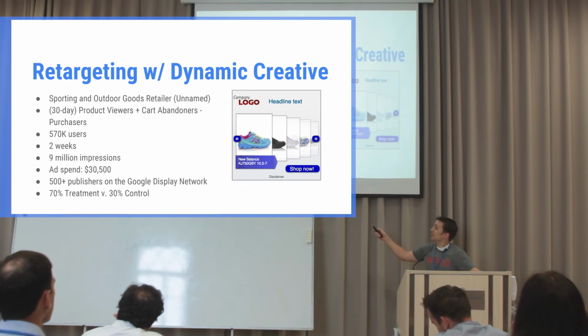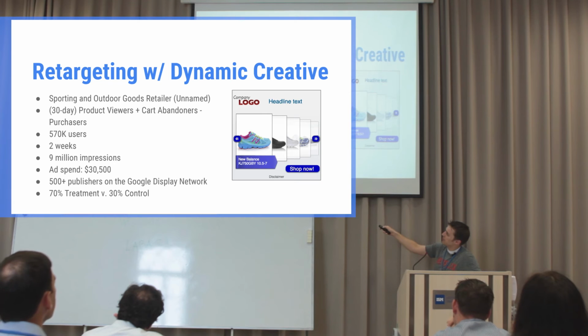But anyway, there's a sporting and outdoor goods retailer online. We were able to expose 570,000 users over the course of 2 weeks. We spent $30,000 of their money. We didn't spend it; they spent it. And this was shown on over 500 publishers on the Google Display Network. And for arbitrary bureaucratic reasons, we have a 70% treatment group and a 30% control group.